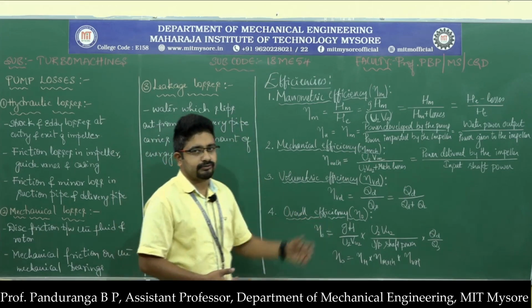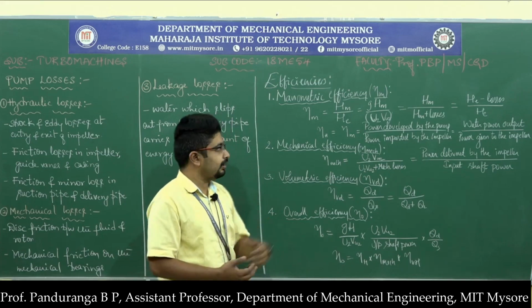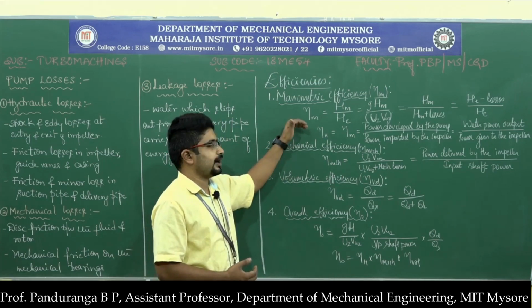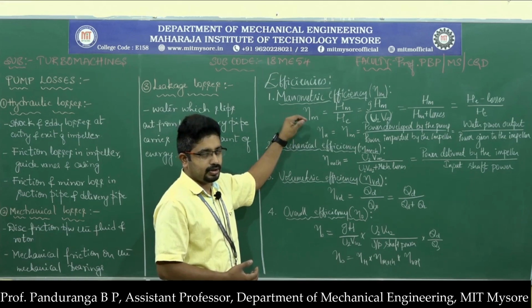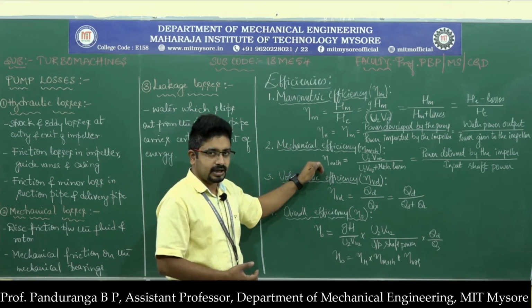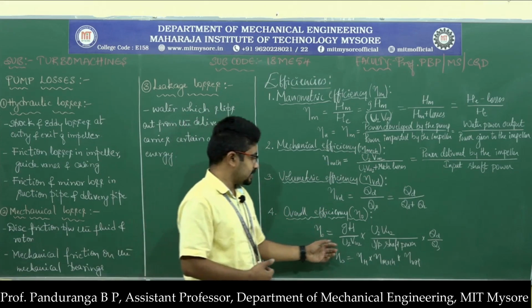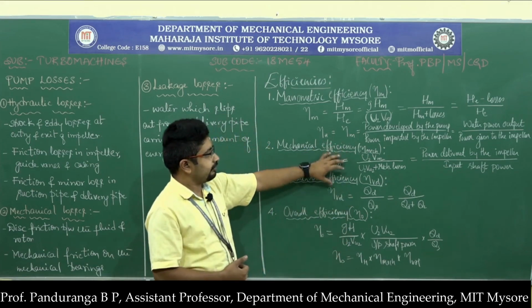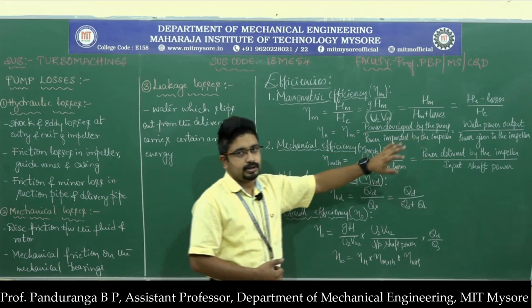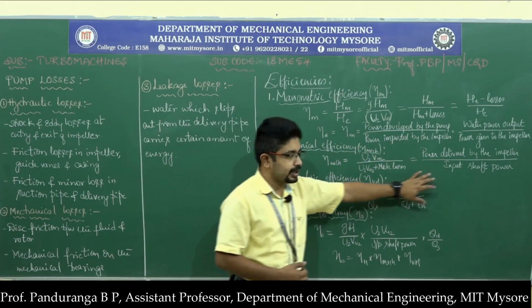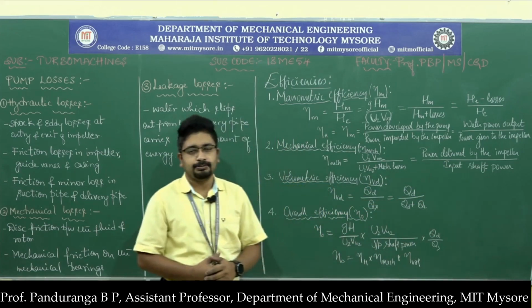Then we have the overall efficiency, which is the product of all three efficiencies, that is the manometric or hydraulic efficiency, the mechanical efficiency, and the volumetric efficiency. So the overall efficiency can be defined as the power developed by the pump to that of the power supplied to the input shaft.